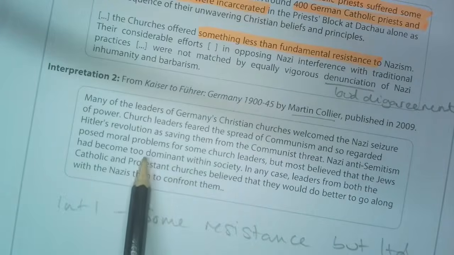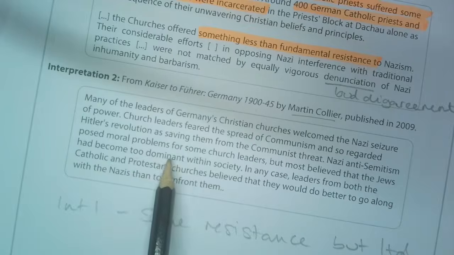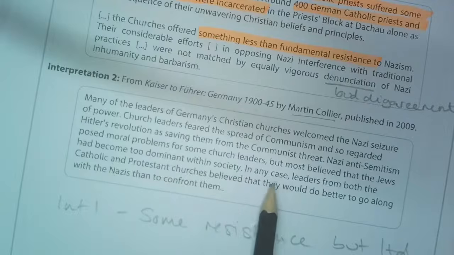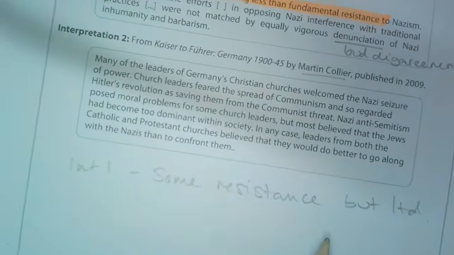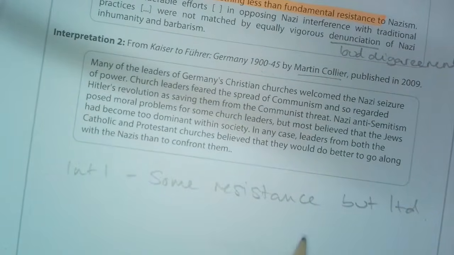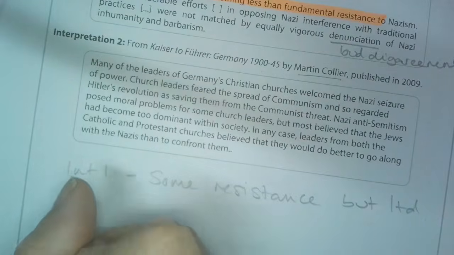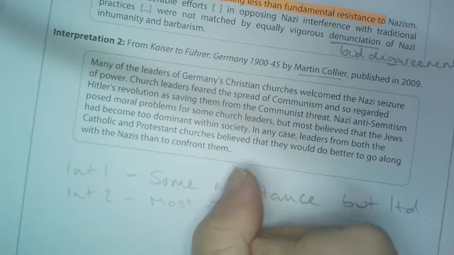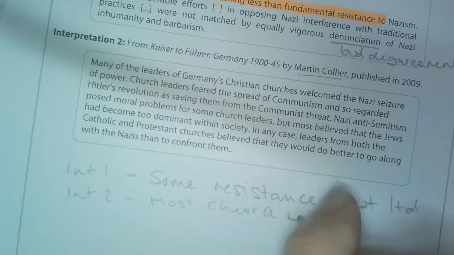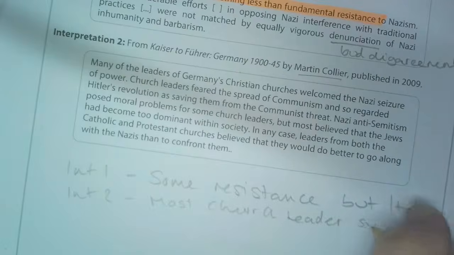Nazi anti-Semitism posed moral problems for some church leaders, but most believed that the Jews had become too dominant within society. In any case, leaders from both the Catholic and Protestant churches believed that they would do better to go along with the Nazis than to confront them. So his message is very clear, that on the whole, church leaders went along with the Nazis. So, interpretation 2: most church leaders supported.